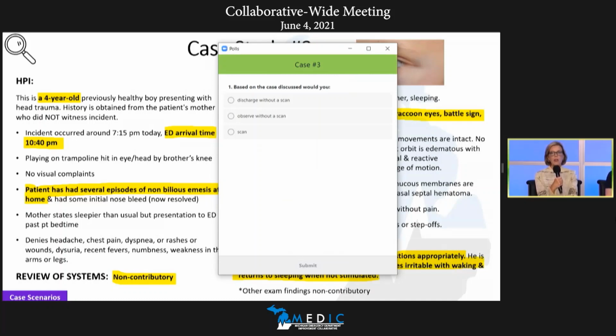So we're going to ask you a couple questions here because this falls into the intermediate risk head injury for children. We're going to ask a little bit about what you would propose to do in this particular situation. Very common. It's summer. This is probably all happening in our EDs right this second. So we would like to know if you would discharge this patient without a scan, would you observe without a scan, or would you simply scan? If you can respond to the poll, that would be awesome.